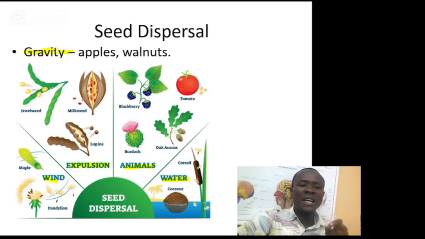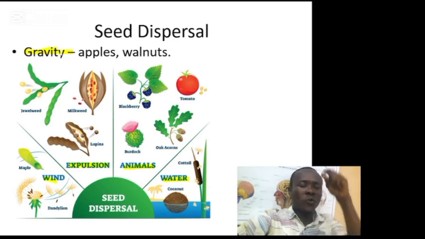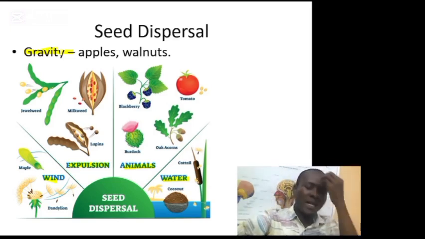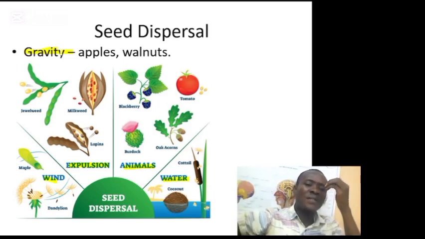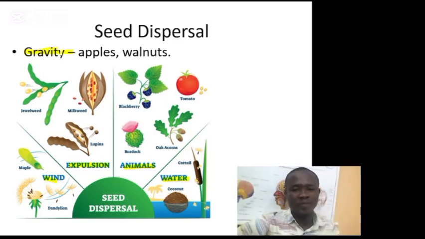So for fruits that undergo gravitational means of dispersal, one, they are heavier because they depend on their weight. That weight will pull on the receptacle. At the end of the day, the receptacle will detach from the stem and the fruit will fall under it.